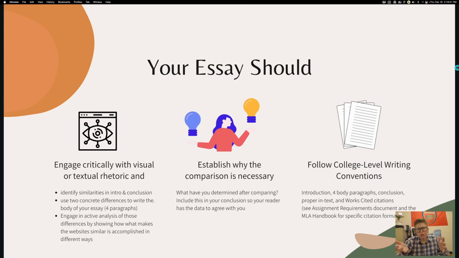Now, your essay should engage critically with visual or textual rhetoric, right? Kind of the same thing that we were doing. Instead of analyzing it in an isolated way, we are now comparing the way that visual and textual rhetoric is being presented to another website, right? Now, to do this, you need to identify similarities in the introduction and conclusion. You don't want them spilling into your body paragraphs.